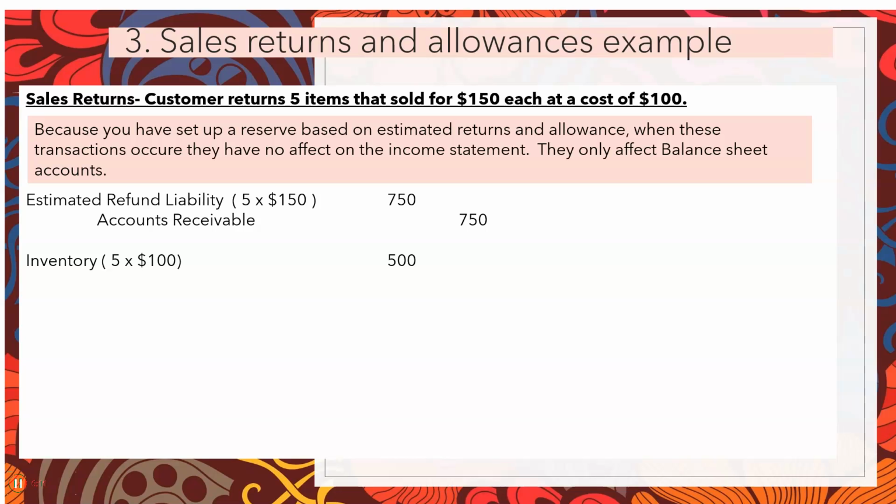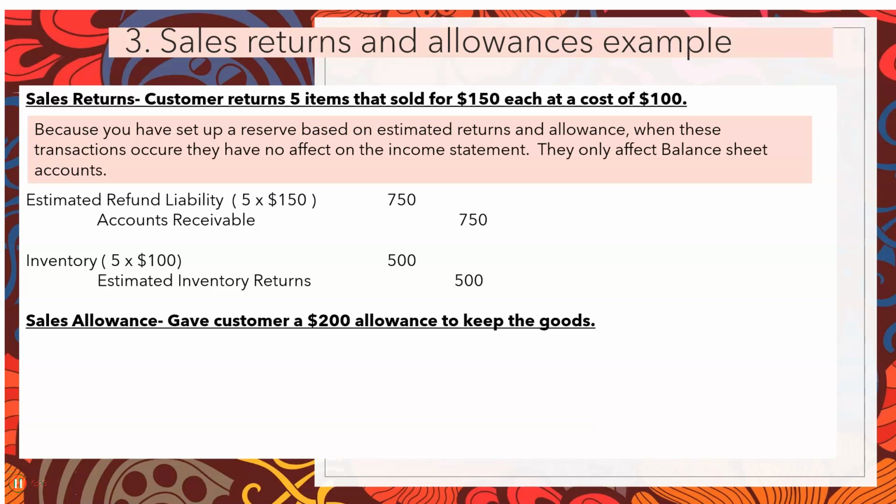Then we're going to increase our inventory, because now we're going to put these back into inventory, assuming that they're still good. And we're going to reduce our estimated inventory returns current asset account. So that entry would be a wash. And again, remember, these are balance sheet accounts.